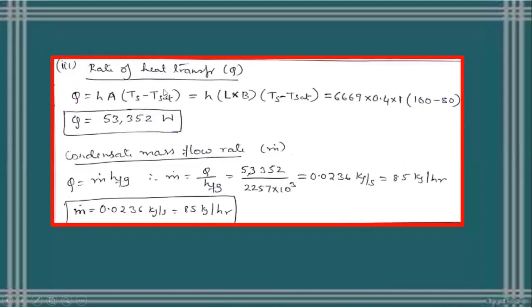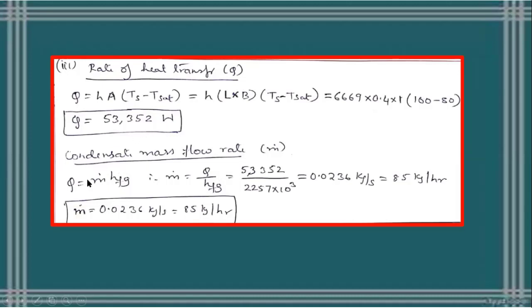Then to find the rate of heat transfer, we know Q is equal to h A delta T, h into A. What is A? A is nothing but length into breadth, right? Since it is a vertical plate. So length we know 0.4 meter, breadth is not given, we assume it as 1 meter, multiply by this delta T. Sorry, actually it is the saturated 100 minus the surface temperature 80. So you'll get the value of Q here.